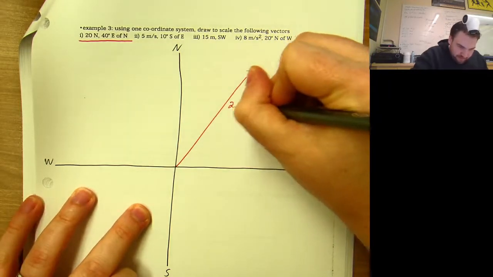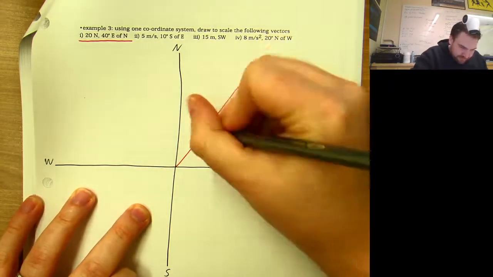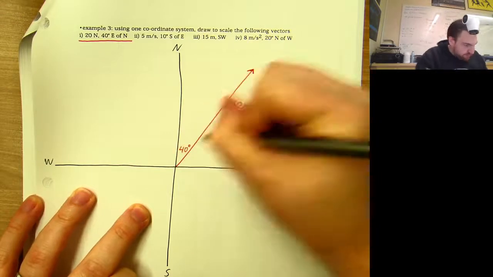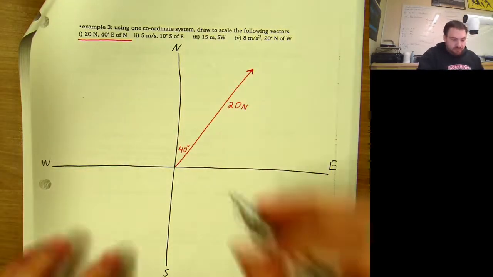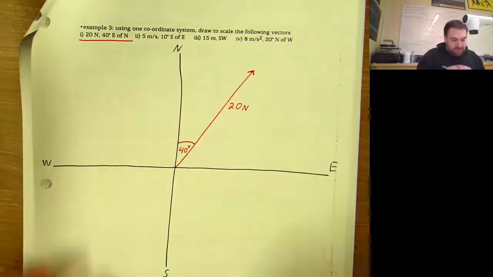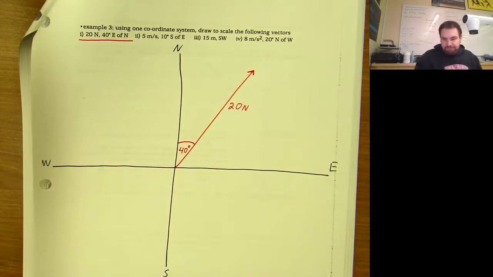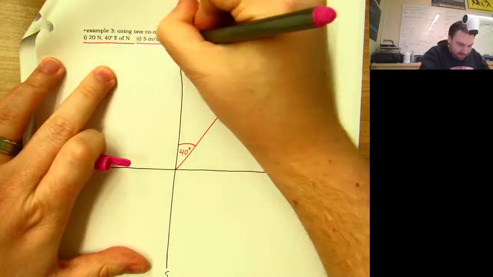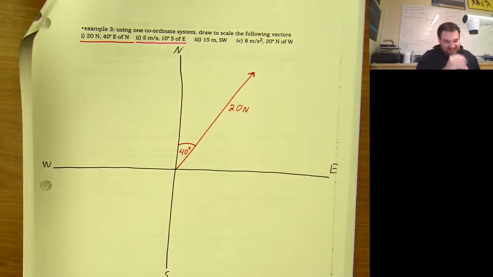So that is a 20 Newton vector. And this guy is 40 degrees right there. Okay. Let's do this next guy in pink. I have a 5 meter per second, 10 degrees south of east.